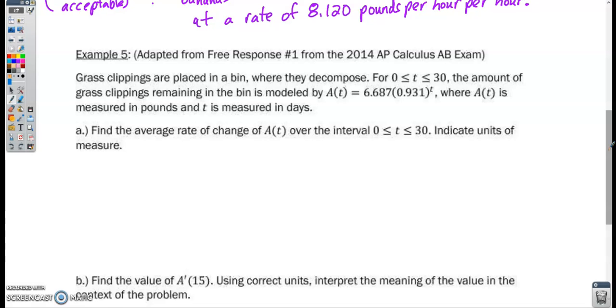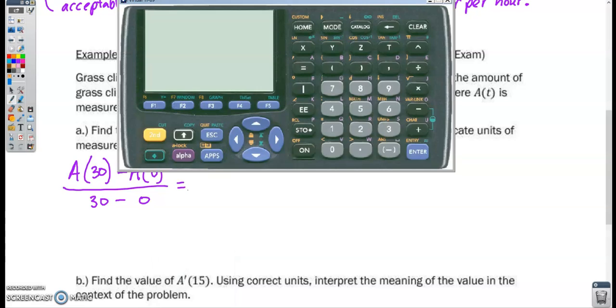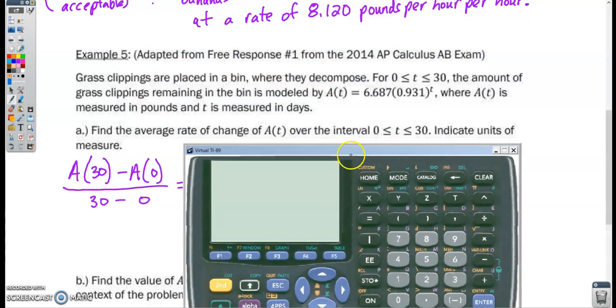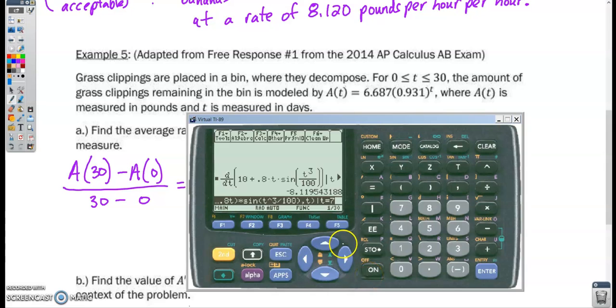Okay, if we want average rate of change, we're really just looking for slope over the interval. So we're looking for A of 30 minus A of 0, all over 30 minus 0. A of 30. And you know what? We can really probably just go ahead to a final answer here, instead of showing all the intermediate steps, since this is a calculator problem.